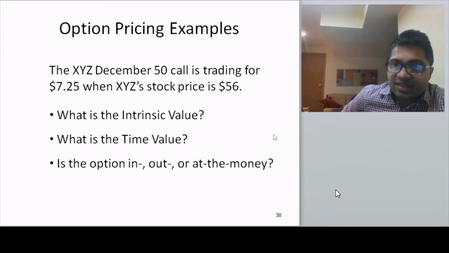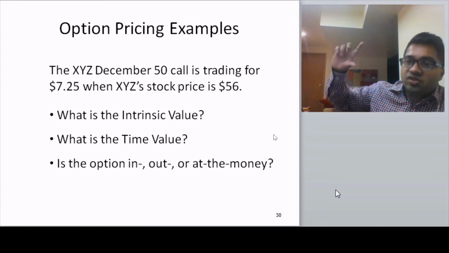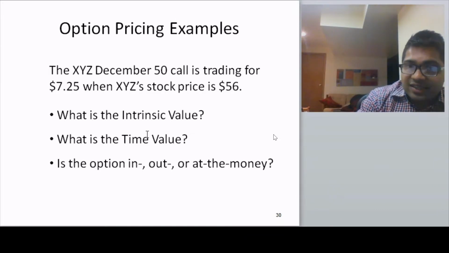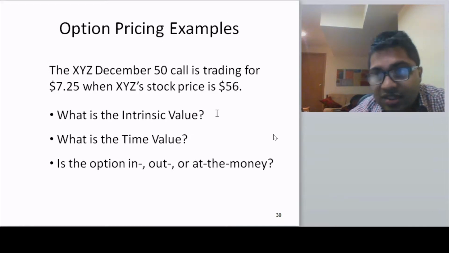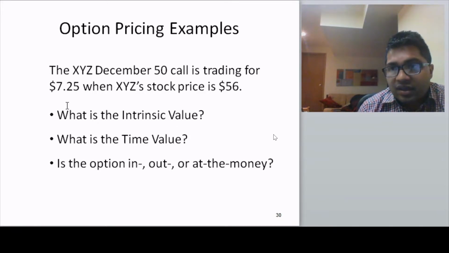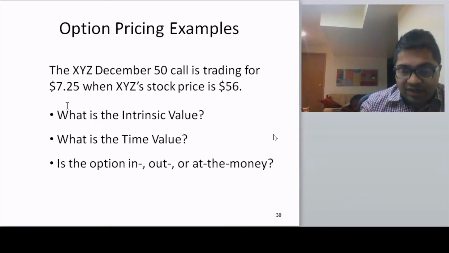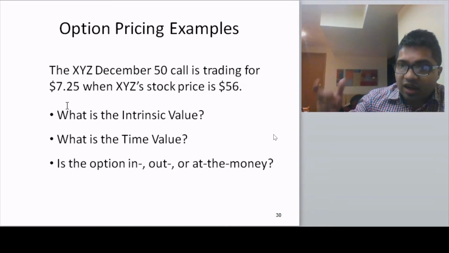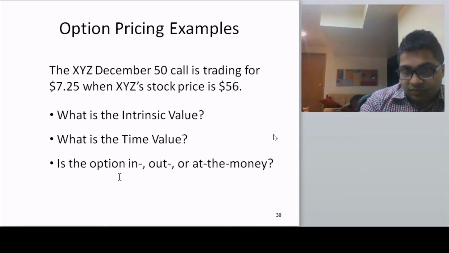Example, they have given an XYZ 50 call. XYZ company's December 50 call is trading at 7.25 when the stock price is 56. So it's a call option. The price is 56, you can execute at 50. So are you in profit? Market price is 56, you can buy it at 50. So you're in profit of $6. $6 is the intrinsic value. But how much is the option trading at? The option is trading at 7.25. So 7.25 minus 6 is the time value. So intrinsic value is how much profit you are making. Time value is how much you have paid above the profit. The option is in the money.